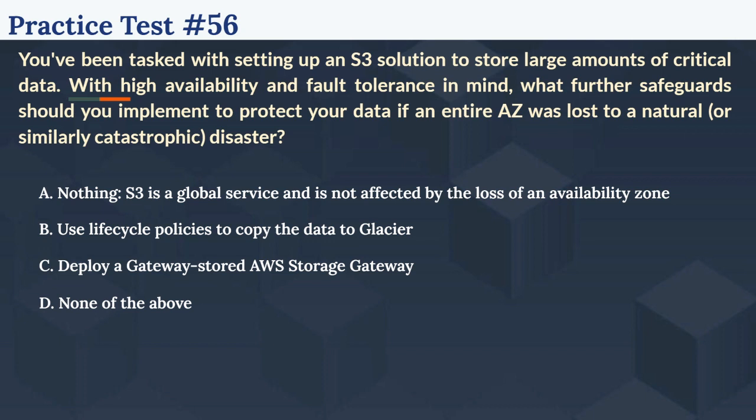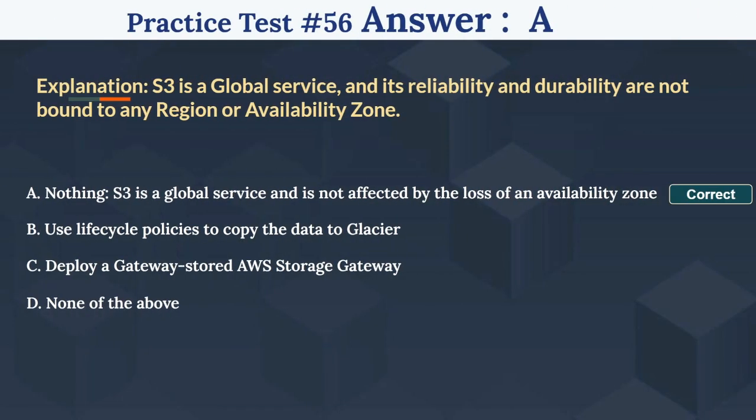Please select your answer in the next 5 seconds. 5, 4, 3, 2, 1. So the right answer is A, nothing. S3 is a global service and is not affected by the loss of an availability zone. S3 is a global service, and its reliability and durability are not bound to any region or availability zone. Let's move to the next question.